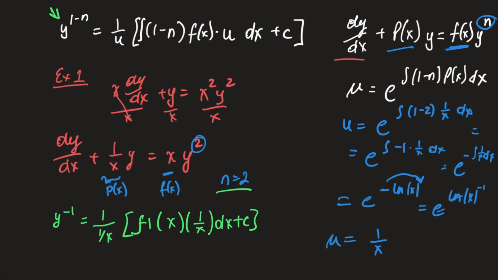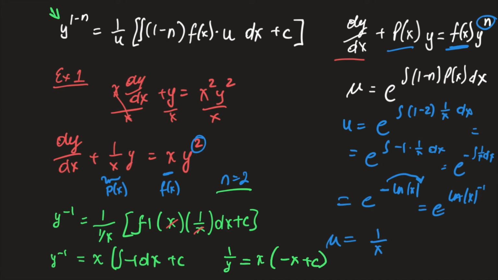You'll notice that we have some things we can cancel. We can cancel this x and x, giving us negative 1 as a result. We can also simplify this 1 over x. So y to the negative first power is equal to 1 divided by 1 over x, which is nothing more than just x, times negative 1 times 1, which is negative 1, dx plus c. So y to the negative first power can just be written as 1 over y is equal to x times the integral of negative 1 dx, that is just negative x, plus c.